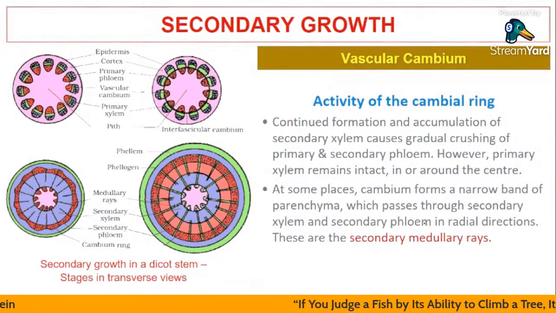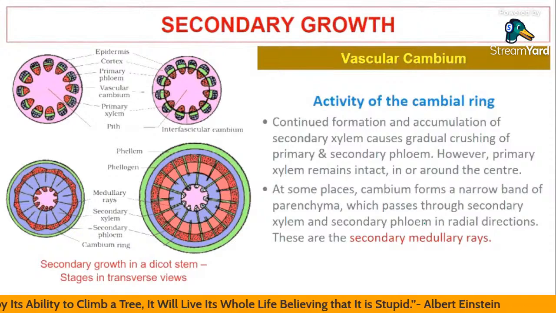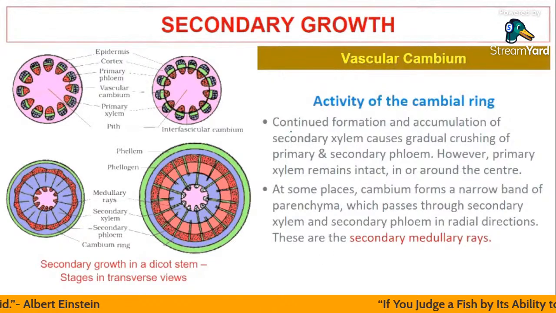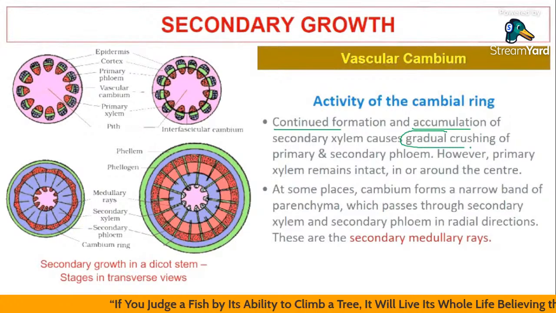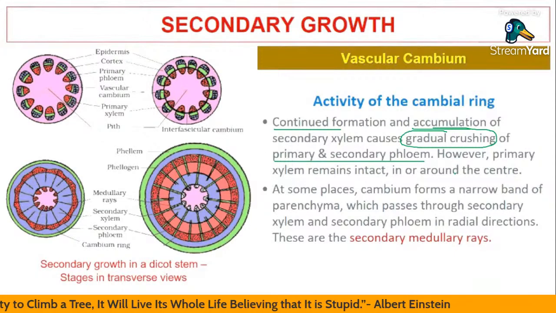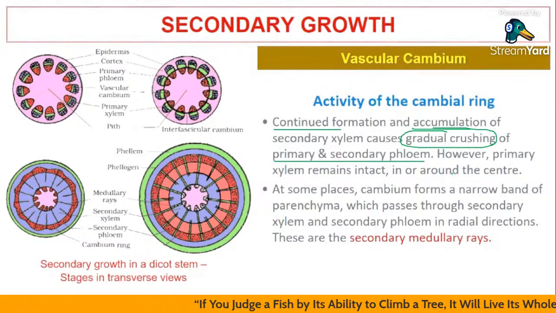And this continuation, the continued formation and accumulation of secondary xylem, I told you the cambial activity will be more active towards the inner side or towards the pith. That is, more secondary xylem will be formed as compared to the secondary phloem. As a result, what happened? This continued formation and accumulation of the secondary xylem will cause a gradual crushing of the primary and secondary phloem. However, primary xylem will remain intact in and around the center.